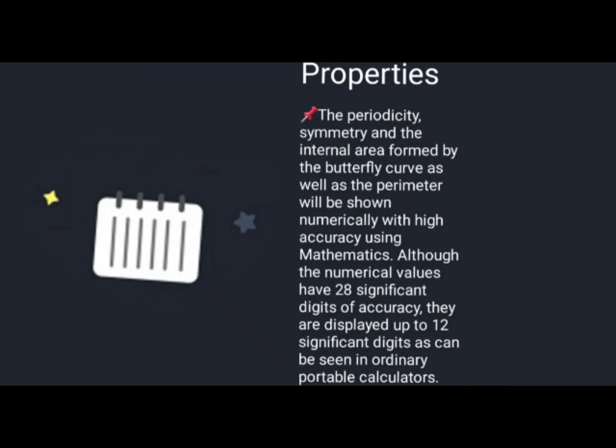Properties: the periodicity, symmetry, and the internal area formed by the butterfly curve, as well as the perimeter, will be shown numerically with high accuracy using mathematics. Although the numerical values have 28 significant digits of accuracy, they are displayed up to 12 significant digits, as can be seen in ordinary portable calculators.